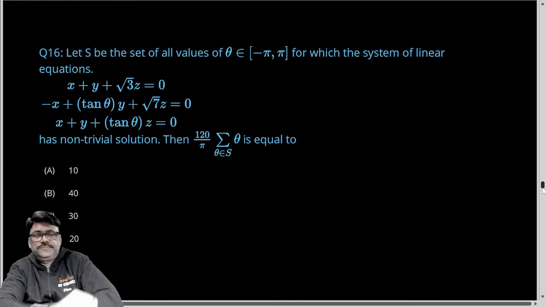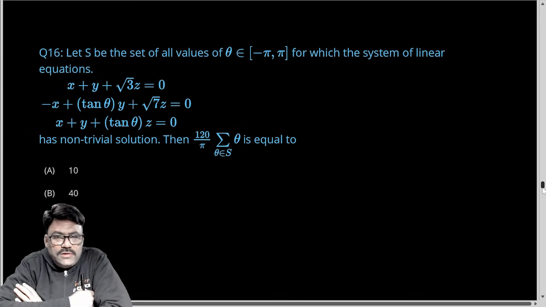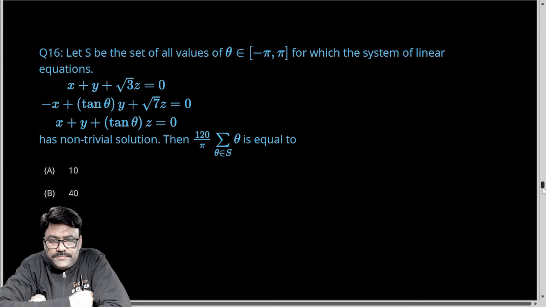See this question. Theta belongs to minus pi to pi, and this system of linear equations gives you non-trivial solutions. So what will be the summation of theta? It means the sum of all possible values of theta, multiplied with 120 by pi.